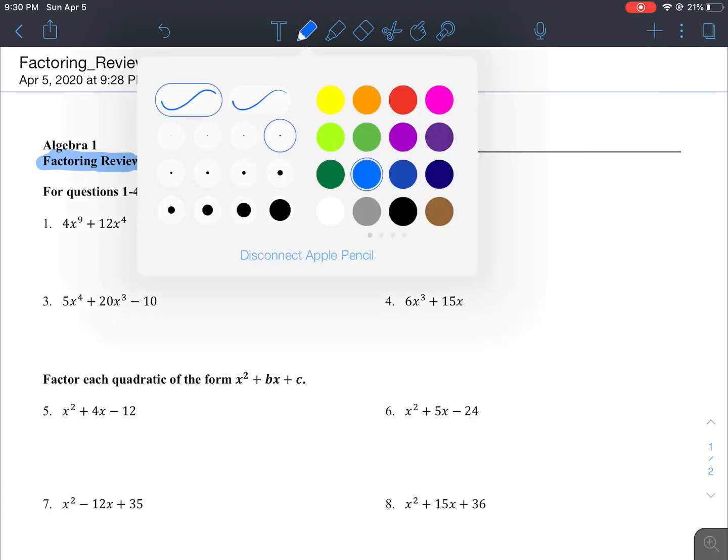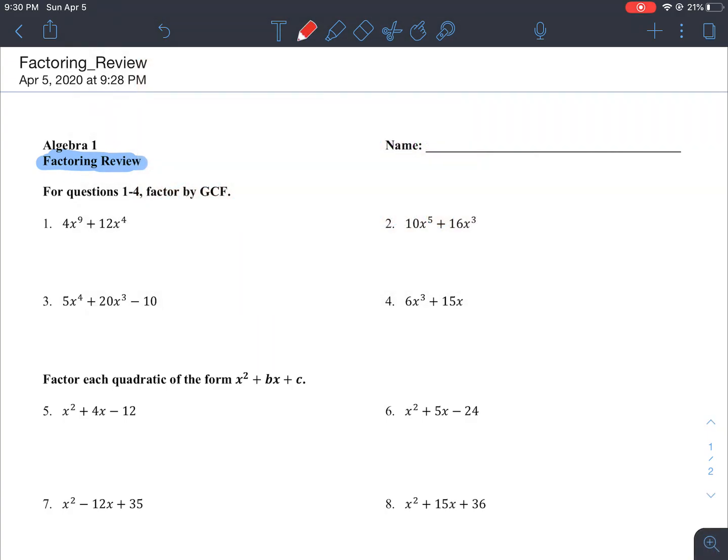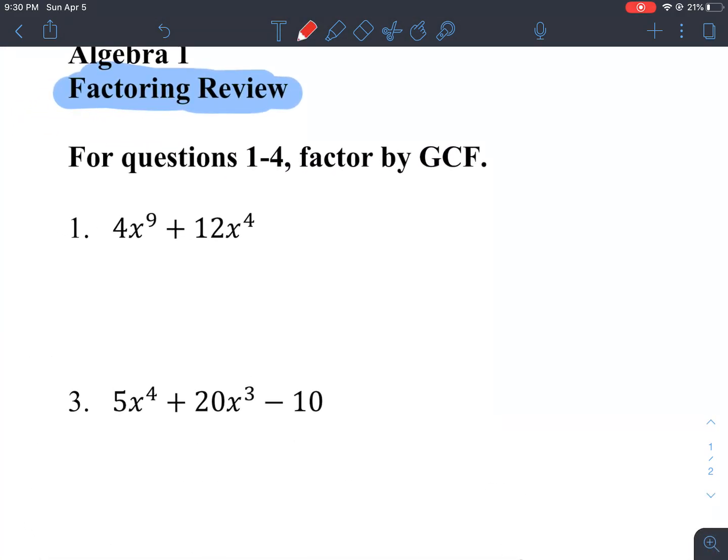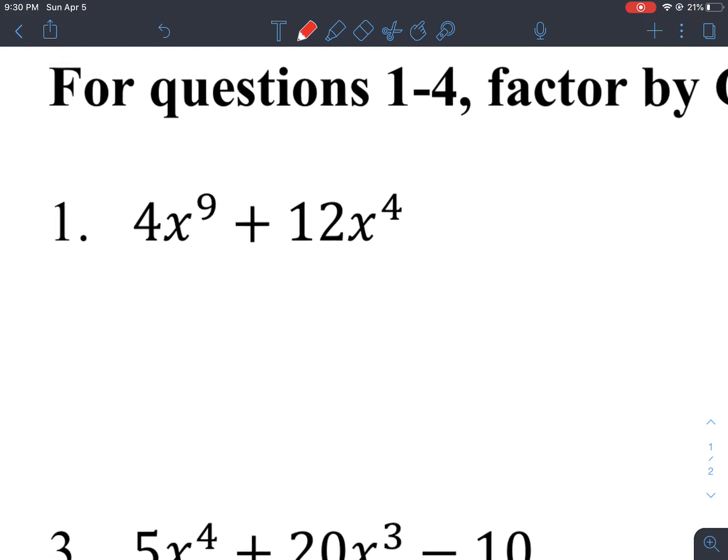Looking again at one of each type, for questions 1 through 4, factor by GCF, and GCF again was the greatest common factor. What we wanted to do in this case was look at each term and see what all of them have in common. What's the biggest thing that we can take out of each? Looking at this first example, 4x to the 9th plus 12 times x to the 4th.